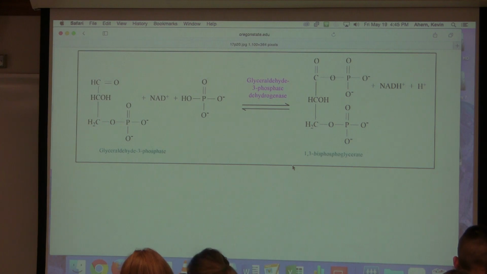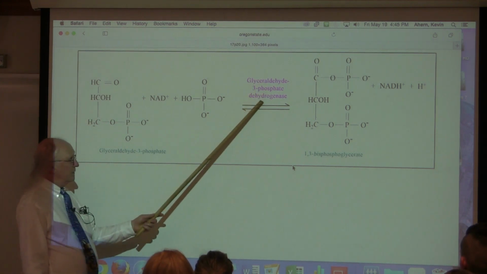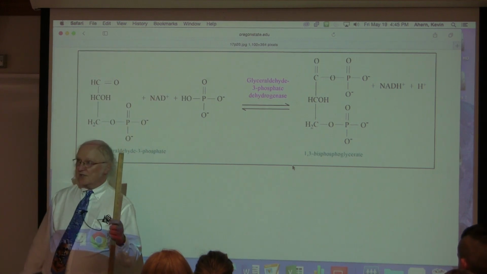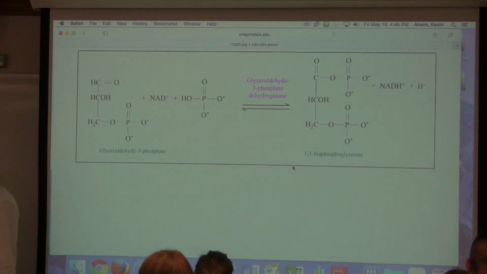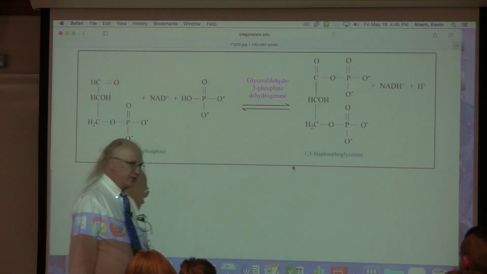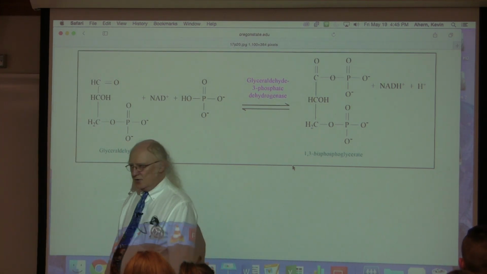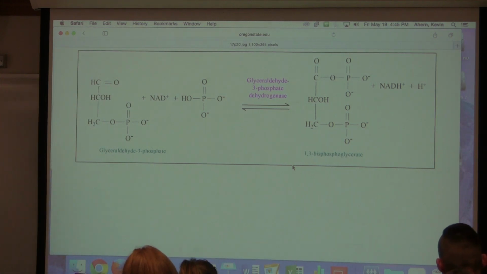Maria? Does the enzyme make what causes the oxidation? This is the enzyme that catalyzes the reaction that involves that oxidation. That's right. And by the way, that's a long mouthful of a name. You can call it G3PDH.